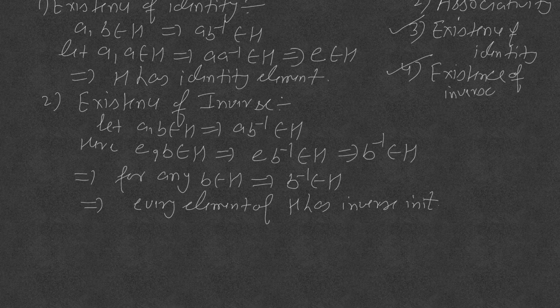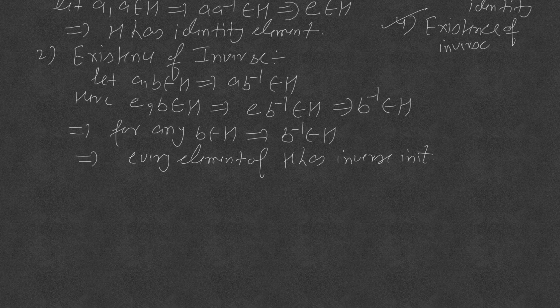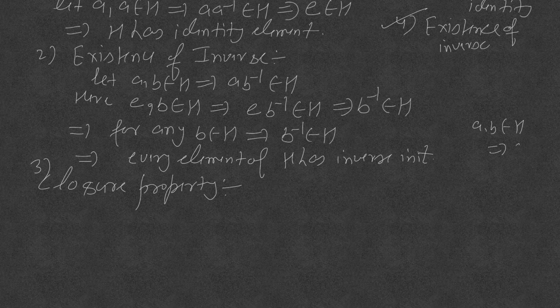Secondly, we will prove the closure property. We will be proving this one. So what does closure property say? Next is closure property. So this is the third point that we are going to prove. Closure means if we take any two elements A, B belonging to H, this implies that their product A B should also belong to H.